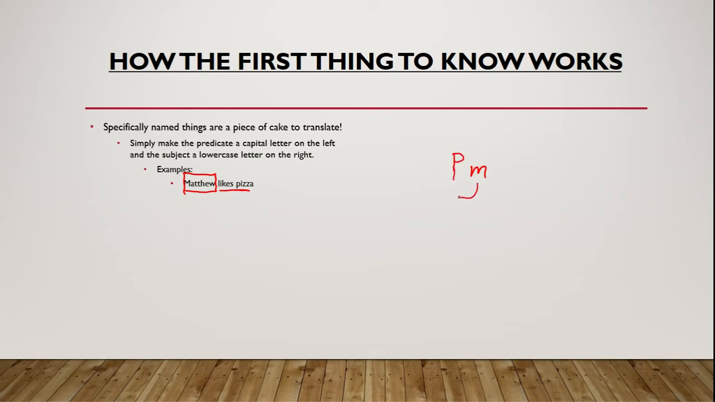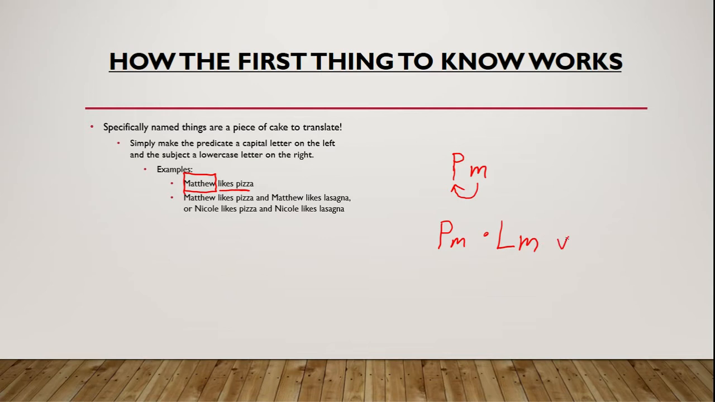Matthew likes pizza. Another example: Matthew likes pizza and Nicole likes lasagna, or Nicole likes pizza and Nicole likes lasagna. So there's a lot of little simple statements going on here, but they're going to work on the same principle. We're going to have the predicate on the left in capital, the subject on the right in lowercase. So Matthew liking pizza. We're going to say pizza is what Matthew likes, and the person doing the liking is Matthew. Then we have Matthew likes lasagna, so we're going to go L for lasagna. Who does the liking? That's Matthew again.